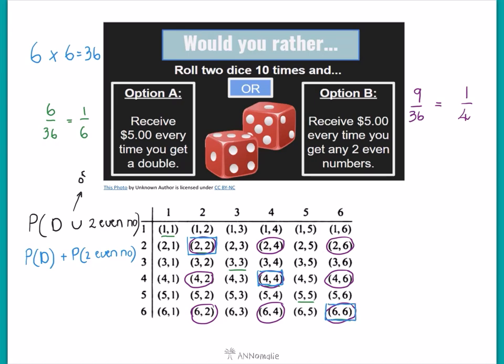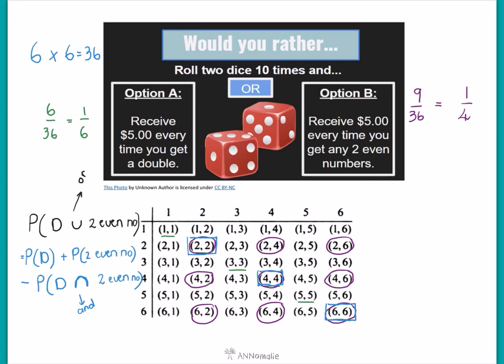So, we have to subtract the probability of a double and. This upside down bucket means "and", which means both are true at the same time, a double and two even numbers. So that results in, if I use this formula in blue, let me just put an equal sign over there.